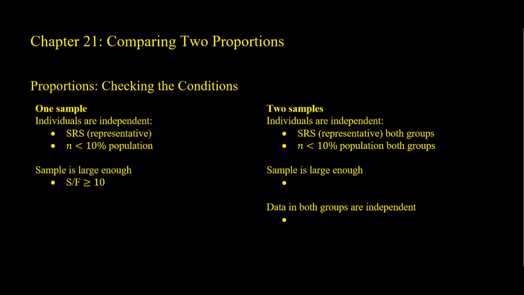The sample is large enough. So we still check success failure. It needs to be at least 10. And just like above, we want to check this with both of the groups.